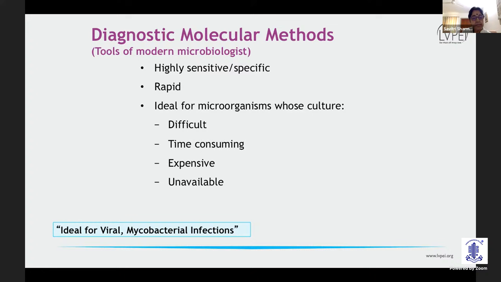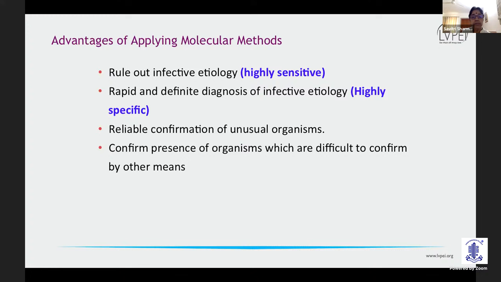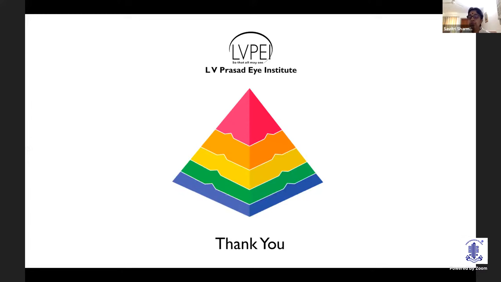They rule out infective etiology because they are very, very sensitive. They are very specific. So they give a definite diagnosis and they confirm unusual organisms. We had confirmed our Pythium using the DNA sequencing and confirm the presence of organisms which are difficult to grow. So with this, I thank you for your attention.